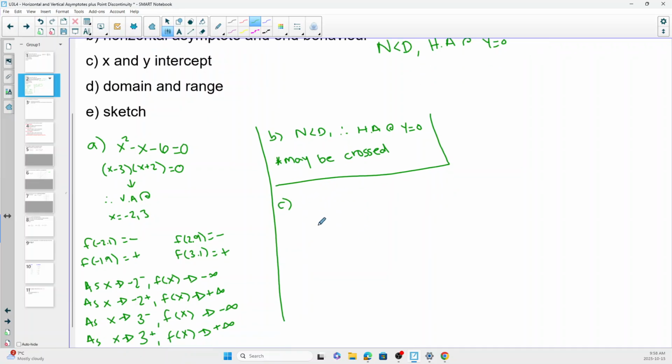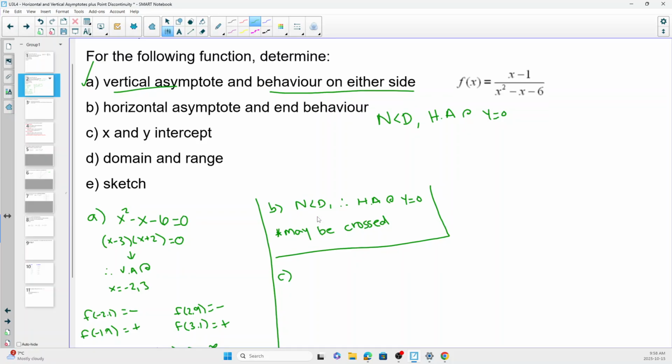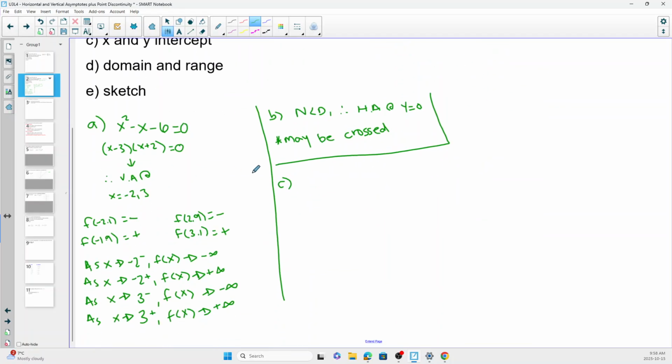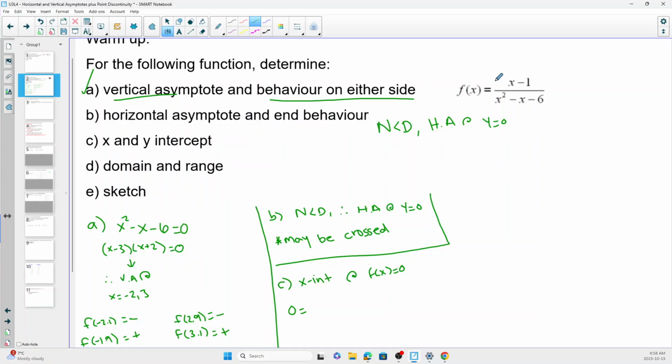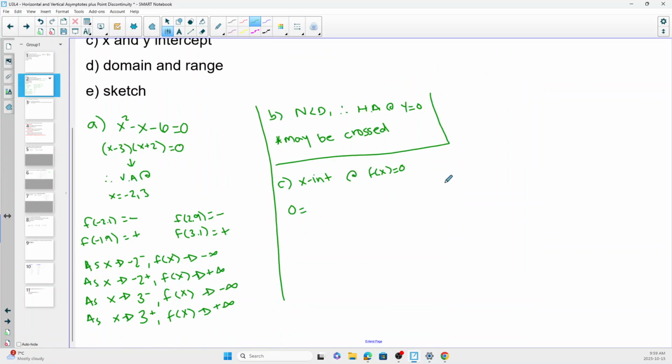So x-intercepts happen when we have a function value of 0. So if we set this whole thing equal to 0, x-intercepts are when f at x equals 0. But also hopefully you remember, really all we need to do is find the solutions of the numerator. Because if we set this equal to 0, we multiply both sides by x squared minus x minus 6 to get that out of the denominator. But 0 times anything is just 0, and all we're left with is 0 equals x minus 1. So really what we need to do is just set the numerator equal to 0.